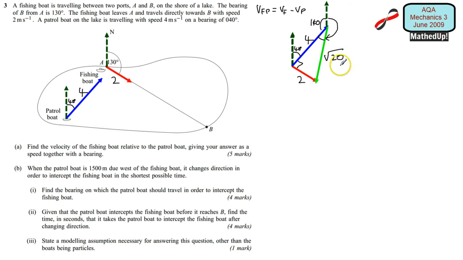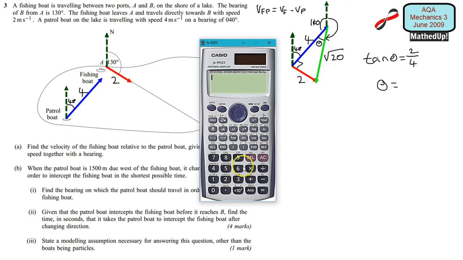So that's going to be root 20 meters per second, and this here, well, we can work out this angle, which I'm going to call theta, and I know that tan theta is going to be equal to 2 divided by 4, opposite divided by adjacent, and theta is therefore going to be equal to the inverse tan of a half, and that gives me 26.6 degrees.